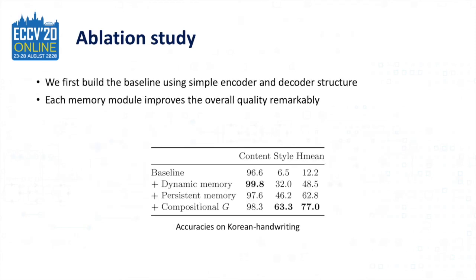In the ablation study, we verify the effectiveness of our proposed dual memory modules. As shown in the table, each module improves the overall quality remarkably. And the last one, the compositional generator, indicates the architectural improvements. The baseline network consists of simple convolution and residual blocks. In the compositional generator, we introduce global context awareness and local style preservation to help the model learn the compositionality by adapting a self-attention block, an hourglass block, and low-level skip connections.